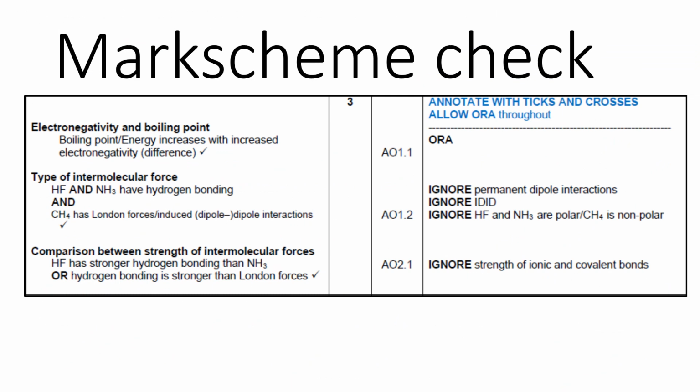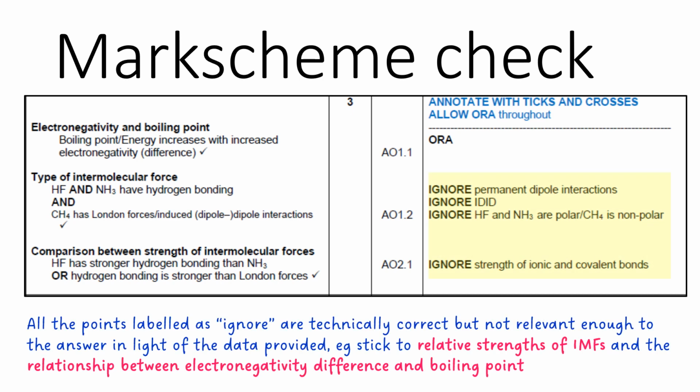So this is our mark scheme. I just thought I'd take a couple of moments to take you through it. There's quite a lot of things that are technically correct, but you're required to ignore. Now the reason for that is because none of them are directly relevant enough to the answer in light of the data provided. So they want you to analyze the data and use that to explain the differences in boiling points.